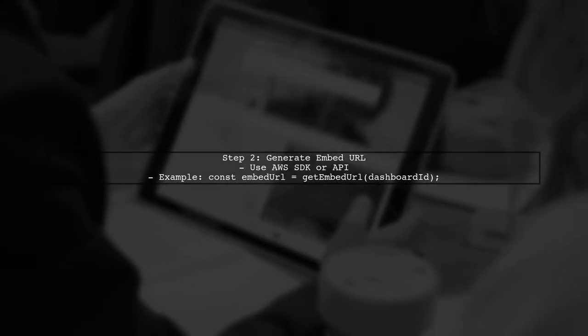Next, you will use the QuickSight embedding API. This involves generating an embedding URL for your dashboard. You can do this using the AWS SDK for JavaScript or by making direct API calls.